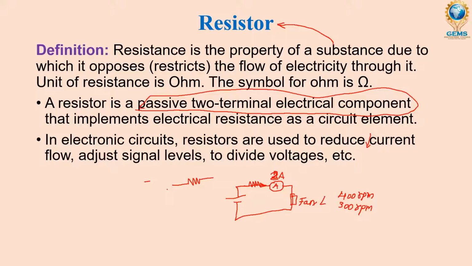Second one is adjusting the signal level. Here you can see in a mobile, if the volume is low, we will increase the volume. If the volume is high, we will decrease it. Inside the mobile, what is happening is, when resistance is low, sound will be high. When resistance is high, sound will be low. In a mobile also we are using this resistor for adjusting the signal level.